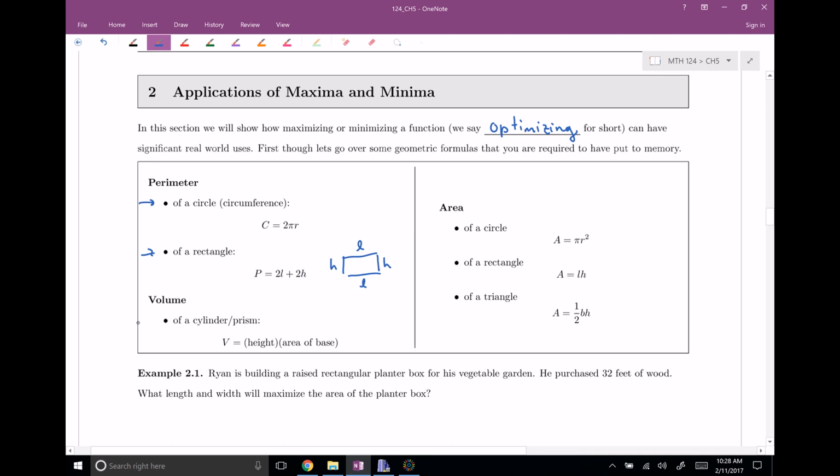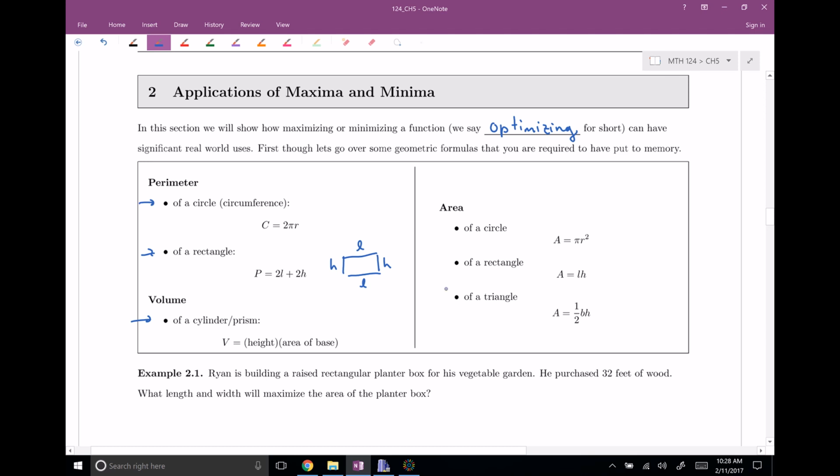Volume of a cylinder or prism. This one's a little bit complicated, but it's going to be the height times the area of whatever the base is. So if you have a circular cylinder, for instance, it's going to be height times the area of a circle. If you have a rectangular cylinder or prism, I guess prism is what you would call it in that case, you would have height times the area of a rectangle or something like this. So, okay, this is the volume equation that we need to know.